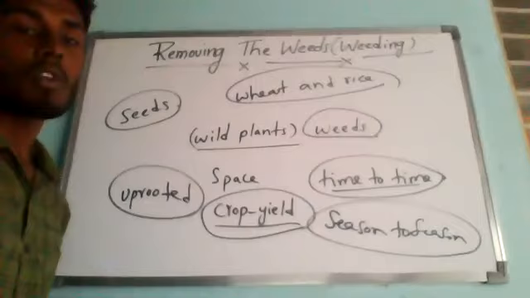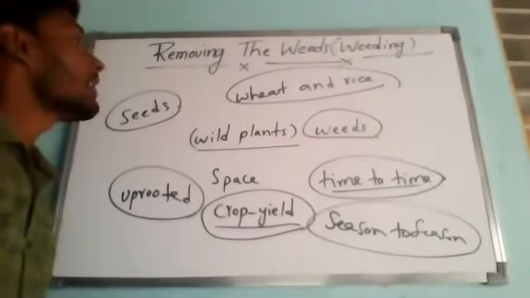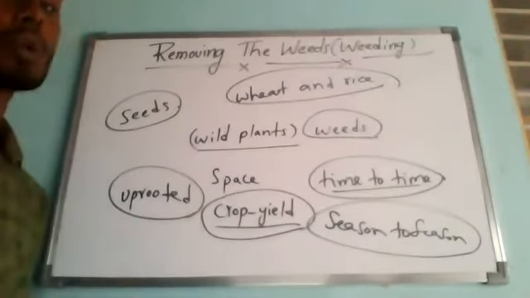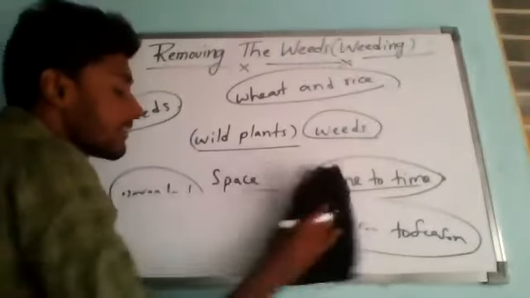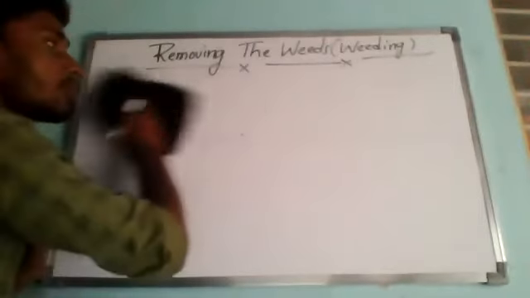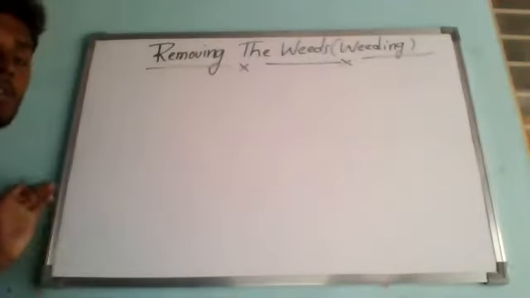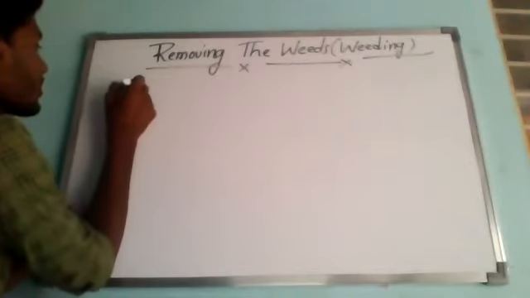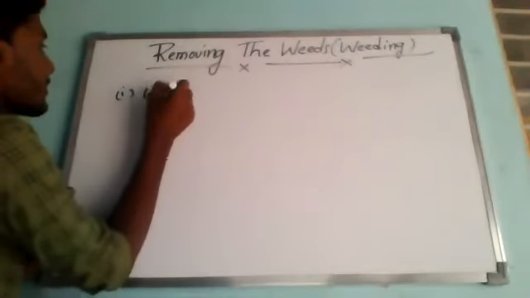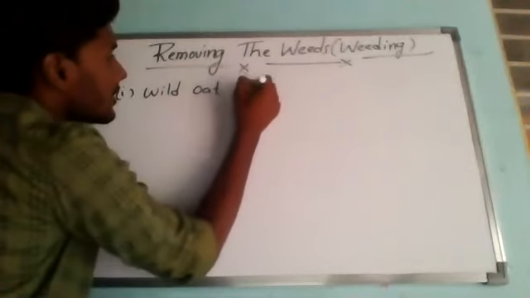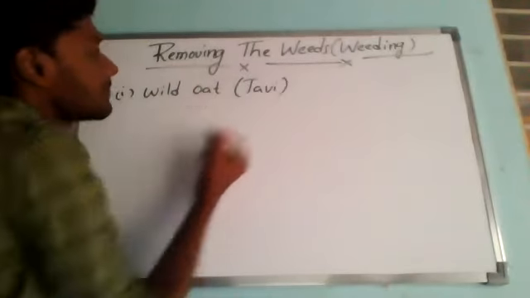Understand, so the main unwanted plants which we'll find in wheat and rice plants are four. In that, the first one is wild oat. What we used to call wild oat. If you want to browse in Google what wild oat is, you can see it, because in our area it is called by some other name in our local language. So what is the first unwanted plant? Wild oat. This we can also call Javi.